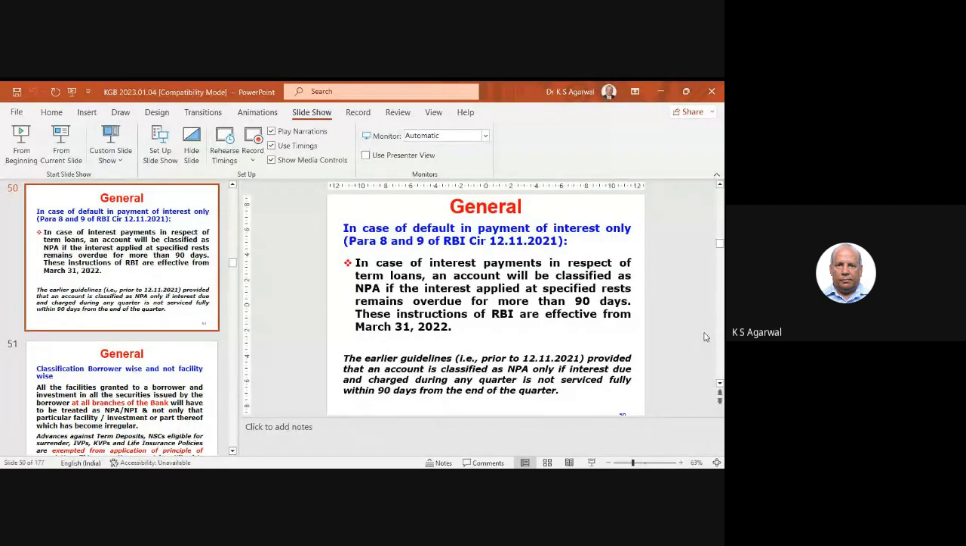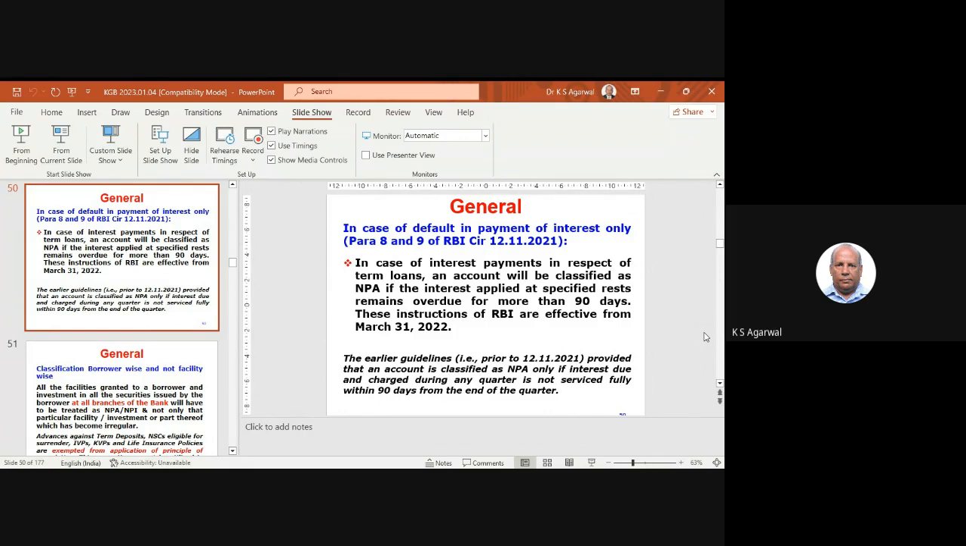So if such is an account and there is a default in payment of interest, what will happen? Now, suppose some interest was debited on 30th November 22. So this interest must not remain overdue for more than 90 days from 30th November 22. You debited interest on 30th November. It must be repaid within 90 days from 30th November. If it is not done so, it will become NPA.